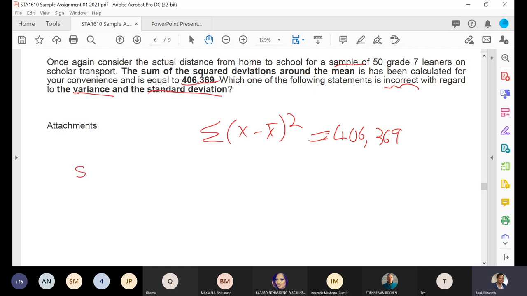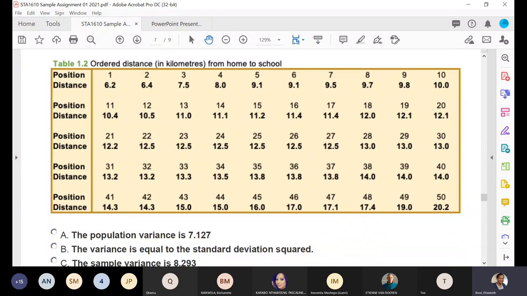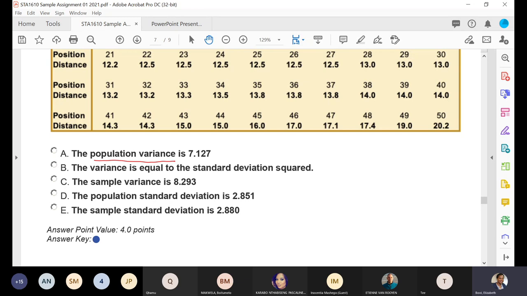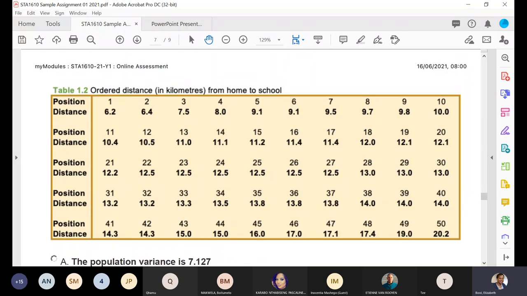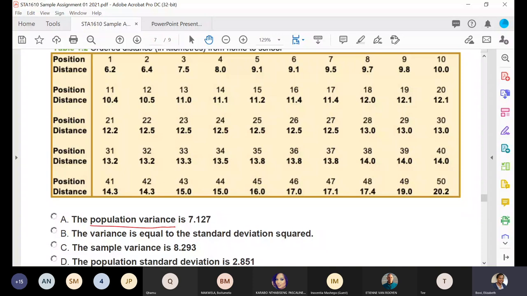And we know that the standard deviation is the square root of your variance. I must use S because we're talking about the sample. So this should be an S squared. And we know that S squared is our variance, which is the sum of your observed minus the mean squared divided by N minus 1. So you can see that that information should be very valuable. Instead of using your calculator to capture all the information, you can use that. The first one says the population variance for this question is 7.17.